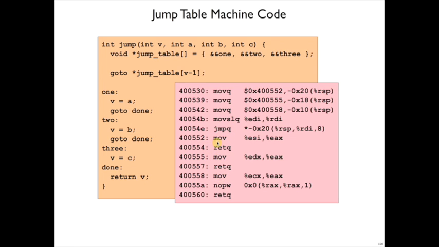Much like the other code we saw, there's no actual jump to done here. There's no goto done. Instead, it just returns V right away after moving various values, A, B, or C, in place of V. You also see this no op here. The reason the compiler put that in is just to make some things line up nicely.